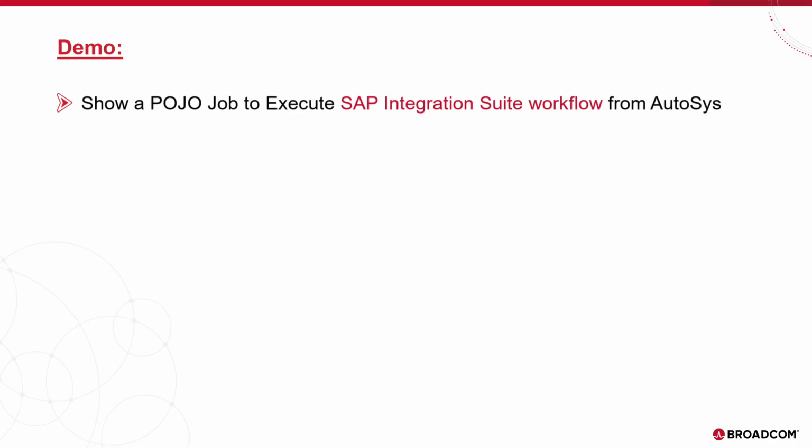We will run an SAP Integration Suite POJO job from AutoSys. First, let's establish communication with the SAP Integration Suite. After establishing communication, we can trigger and monitor the integration flow from AutoSys. Let's explore integration flow execution within the SAP Integration Suite environment.